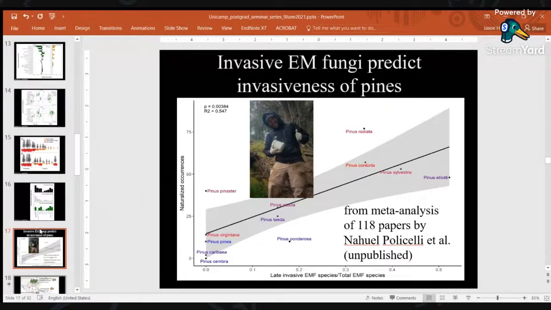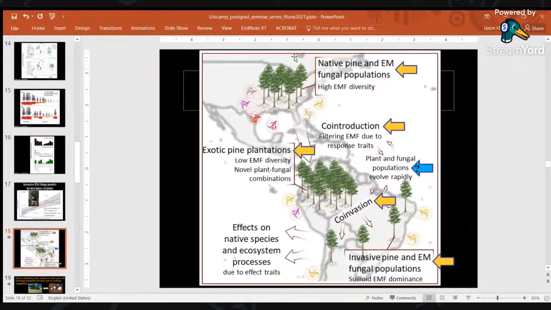Okay, so those examples I think help to illustrate some of the points highlighted by the yellow arrows here, especially on the process of co-introduction, how the fungal community may be filtered, and perhaps putting an asterisk by this conclusion here of low ectomycorrhizal diversity in exotic pine plantations, but making the point that it really varies a lot among systems. And to me, this is an opportunity, and we'll talk about that opportunity a bit more here in a minute. I want to focus now on this potential phenomenon of rapid evolution in these exotic plant and fungal populations. And as I mentioned before, it's really an open question still.